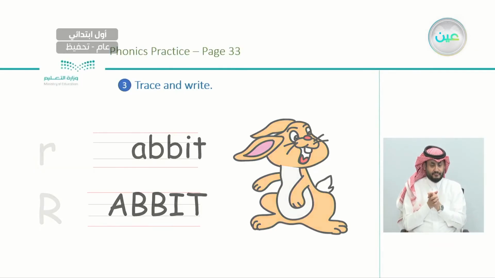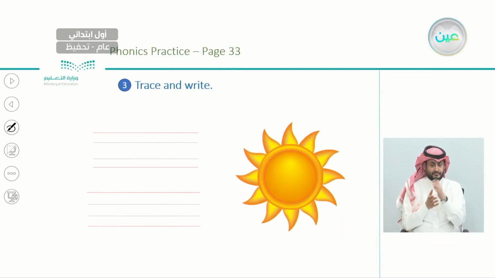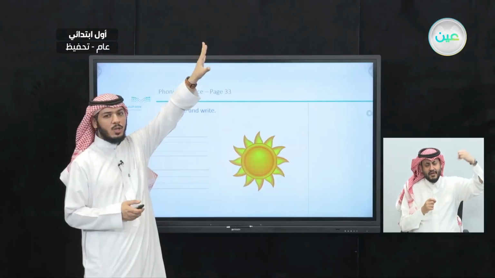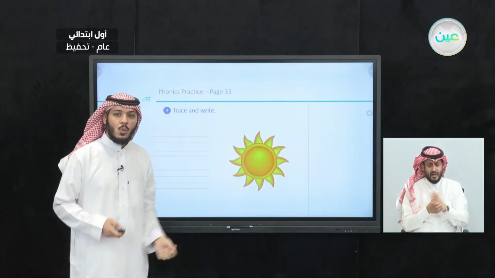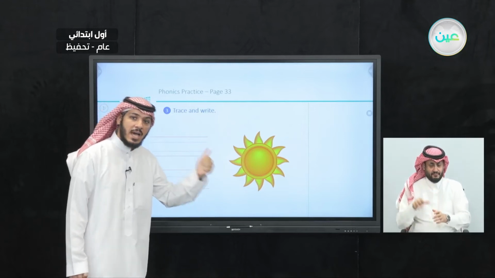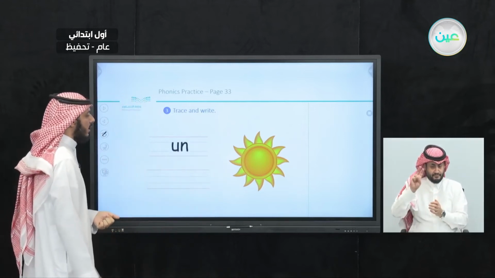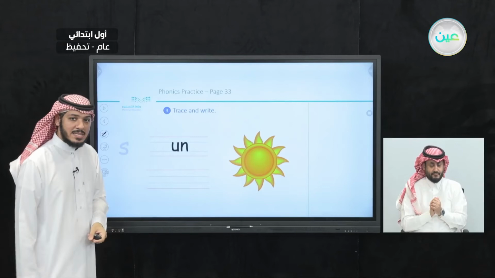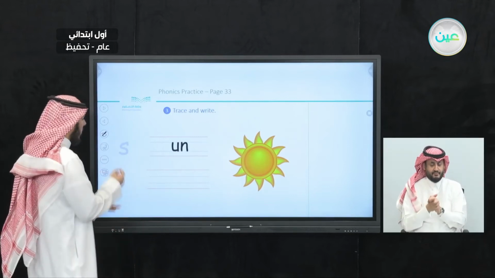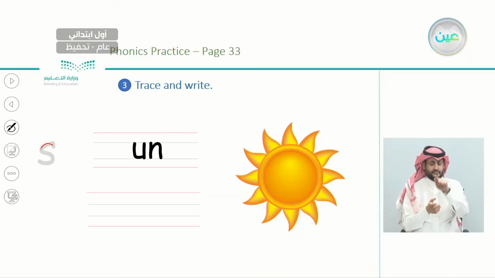Excellent. Okay, after R, we have the letter S. Can you tell me what is this? It's far away. You can't touch it, it's hot. What is this? Sun. Excellent. We have sun here. And it starts with the letter S, now in small form. So this is S.